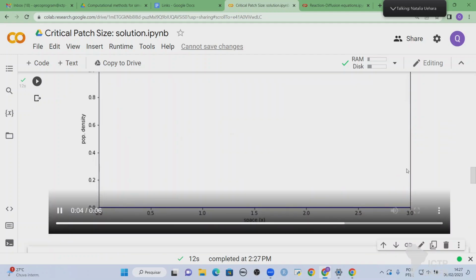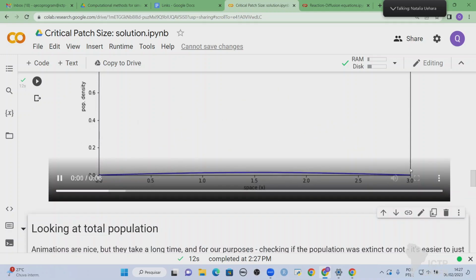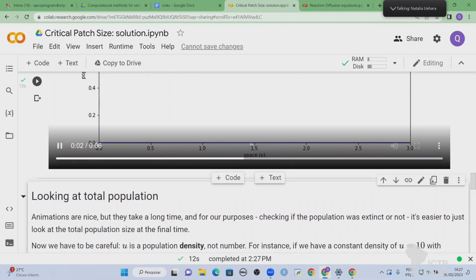Yeah, it looks like it is going to 0, right? Yes or no? What do you think? Looks like it's going to 0, right? So, you see, this is kind of hard to do by looking at videos, right? It takes a long time to watch each video and then judge if the population is going to 0 or not, right?